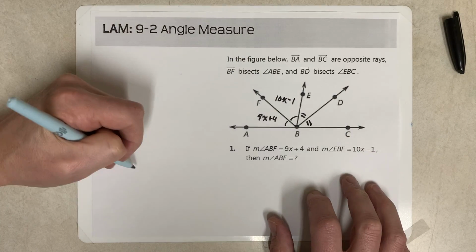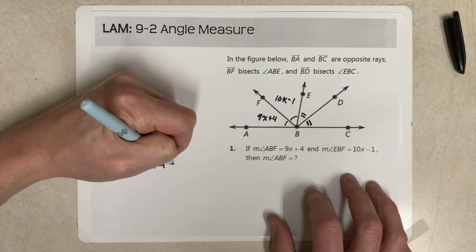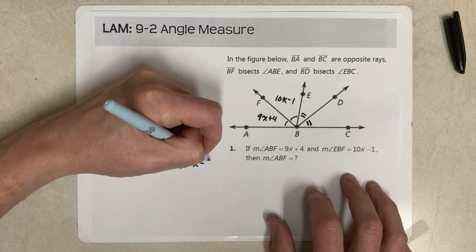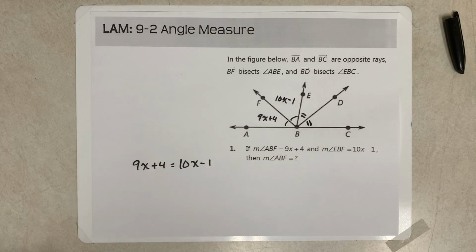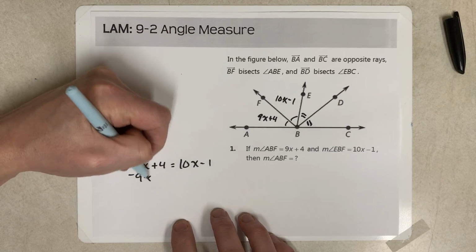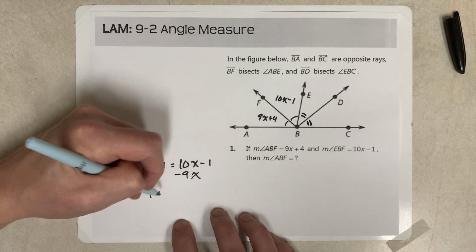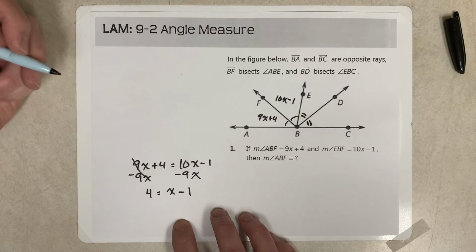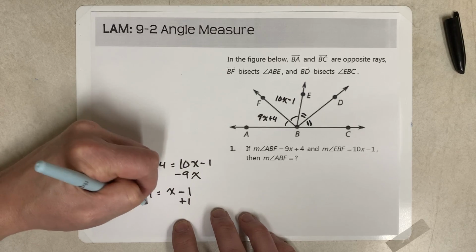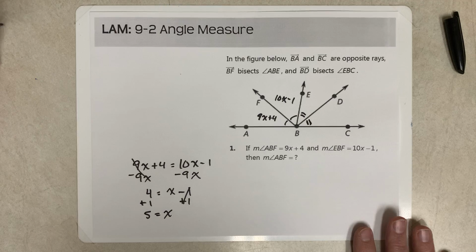So what we do then is we set 9x plus 4 equal to 10x minus 1. And then we solve that equation with variables on both sides. So minus 9x, minus 9x. 4 is equal to 1x minus 1. Add 1 to both sides. And we get 5 is equal to x. Okay, so x is 5.